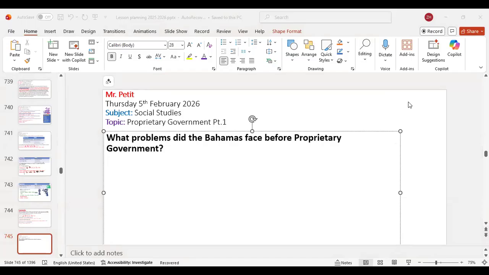There was no real government, right? There's no real structure. The last semblance of a structure that we had was the Eleutheran Adventurers. Can anyone remember the name of their constitution? Articles and Orders. Articles and Orders, yeah, right?